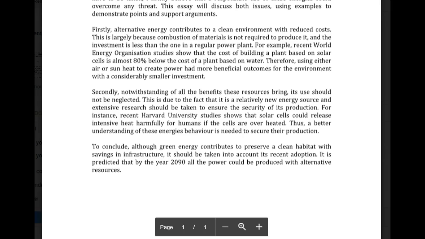Okay. Secondly, notwithstanding of, I don't think you need the of here. So secondly, notwithstanding all the benefits these resources bring, its use should not be neglected. This is due to the fact that it is a relatively new energy source, and extensive research should be taken to ensure the security of its production. For instance, recent Harvard University studies shows, well, this should be show here because you're referring to multiple studies, right? Okay. So, show that solar cells could release intensive heat harmfully for humans if the cells are overheated.